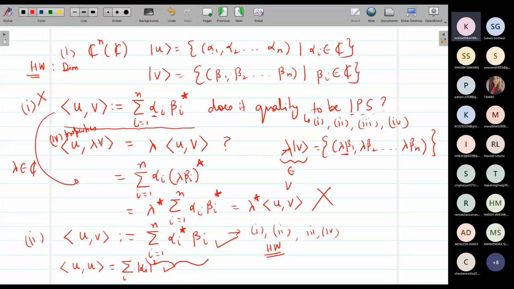What was the fourth property? This is the fourth property, right? So I was just checking the properties. I went a little faster, but I hope it is clear now.